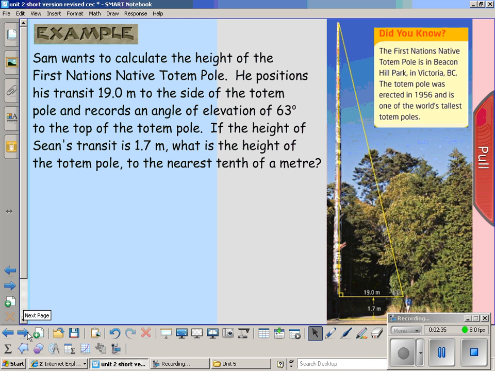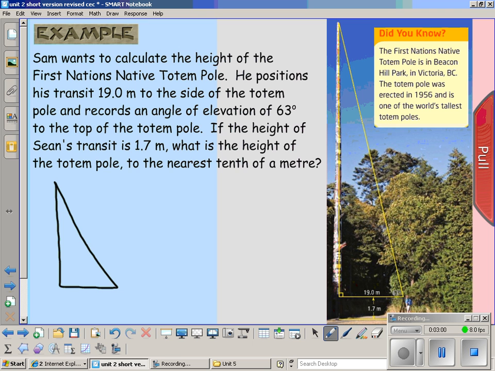What we have here is Sam wants to calculate the height of the First Nations native totem pole. He positions his transit 19 meters to the side of the totem pole and records an angle of elevation of 63 degrees. Now it's kind of hard to see in this diagram here, so I'm going to actually draw it again off to the side.